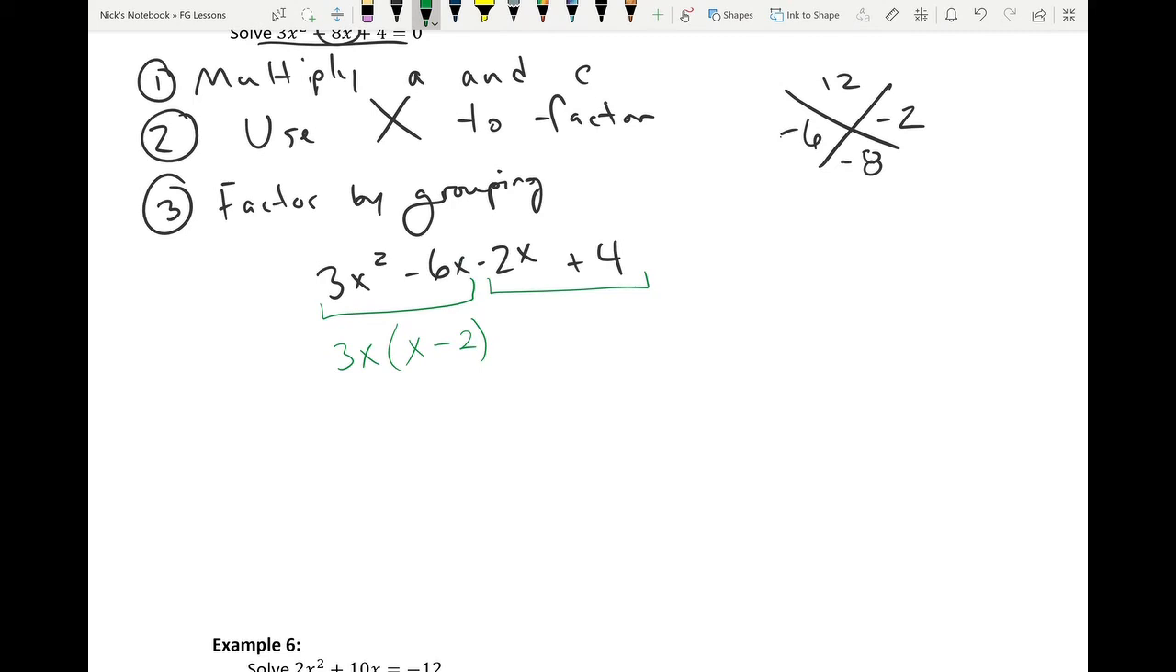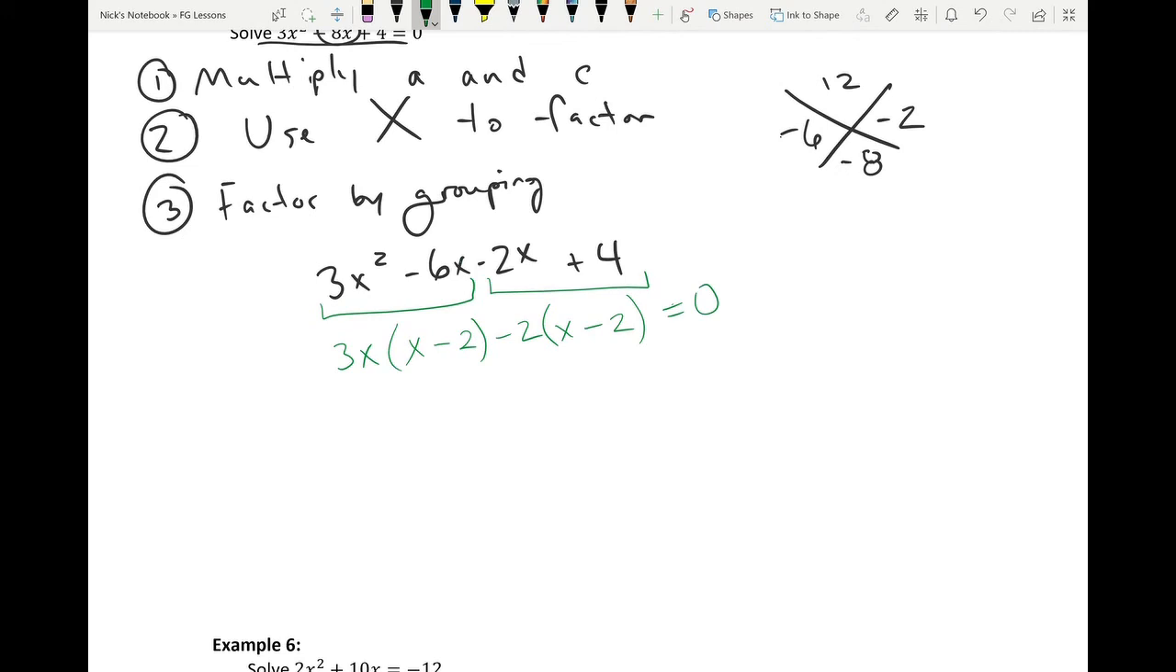Well, we see 2 and 4. Since that's a negative, let's take out a negative. So we're going to take out a negative 2. When we divide that out, that's just an x left over. And then 4 divided by negative 2 is negative 2. Again, this is still equal to 0. Don't forget that either.